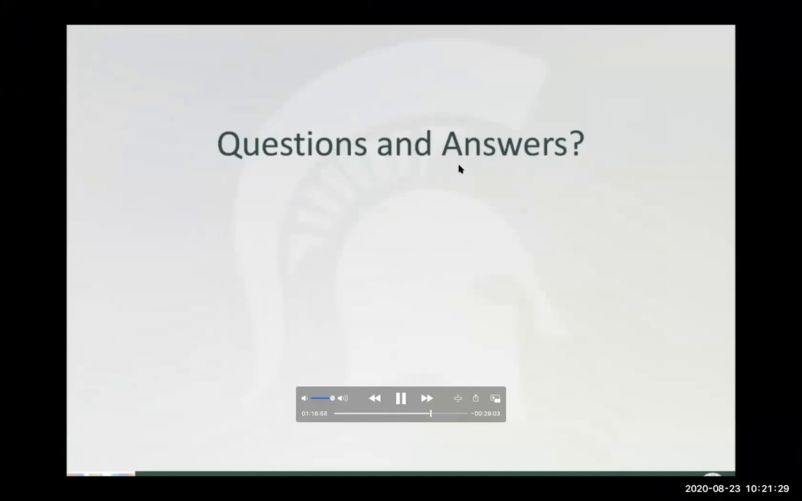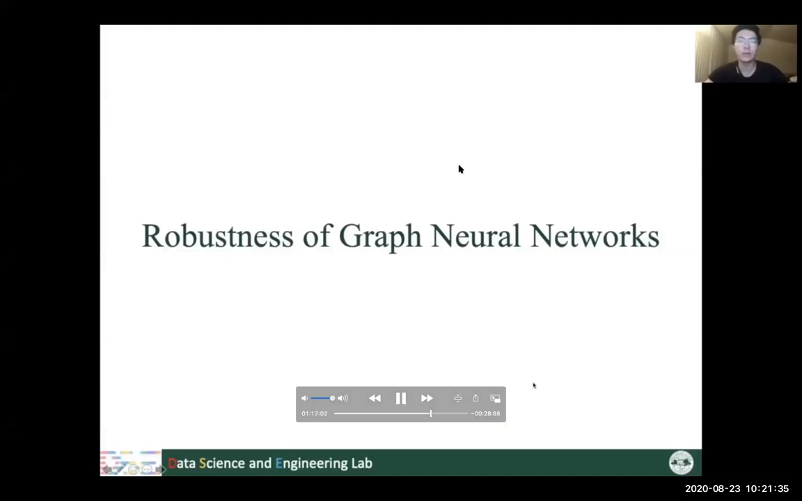Hello, everyone. I'm Wei Jing, and I'm a PhD student from Michigan State University. Han has just introduced the attack and defense algorithms that are focused on the image domain. Now I'm going to talk about the attacks and the robustness in the graph domain, especially the robustness of graph neural networks. Now let's get started.